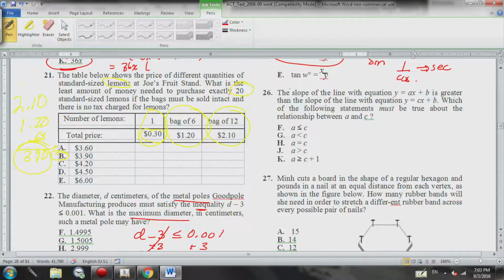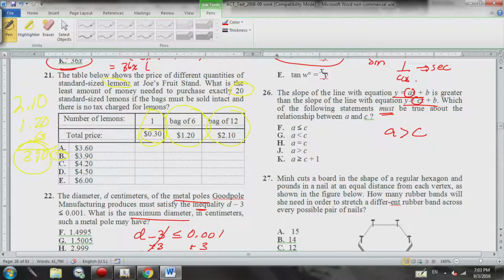Question number 26. The slope of a line with the equation y equals ax plus b is greater than the slope of a line with the equation y equals cx plus b. Which of the following statements must be true about the relationship between A and C? Well, A and C are the slopes of these lines, right? If the slope of this line is bigger than the slope of that line, basically the only way that's going to be is because A is greater than C.